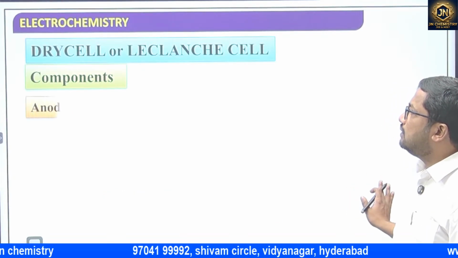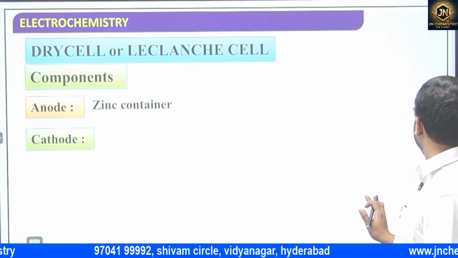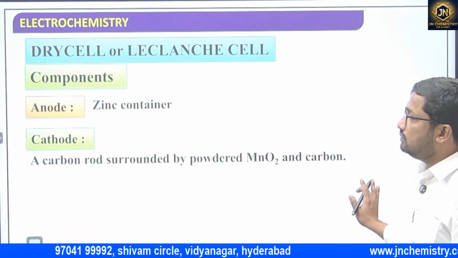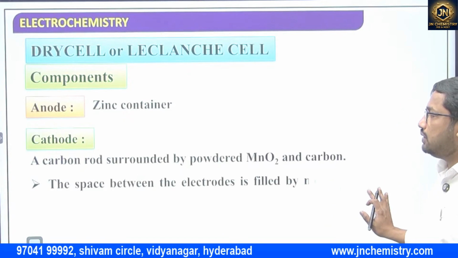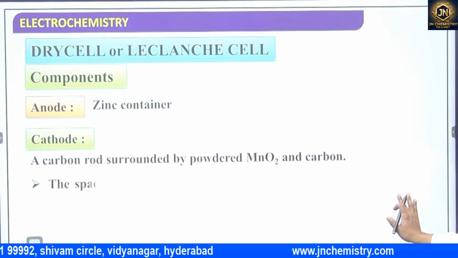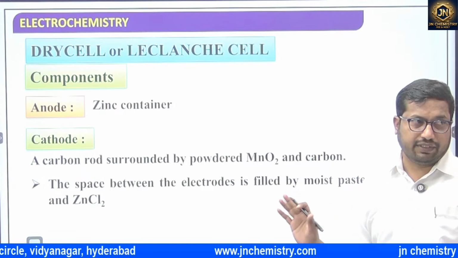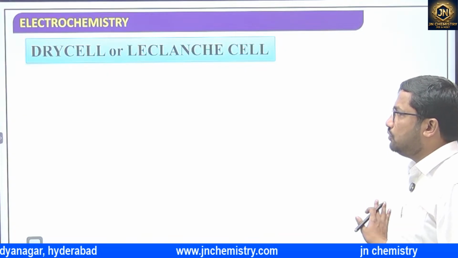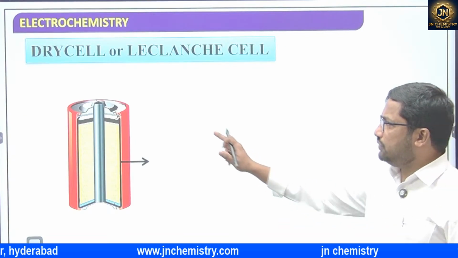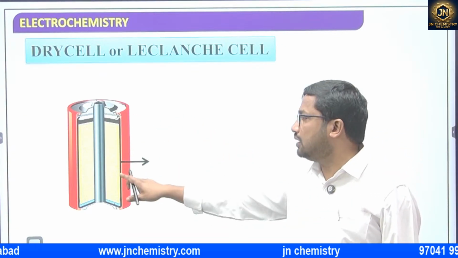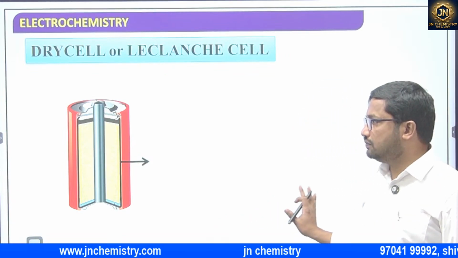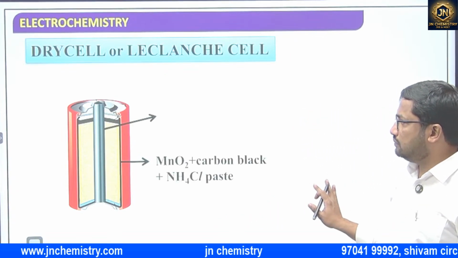So dry cell components: at anode, a zinc container; at cathode, a carbon rod surrounded by powdered MnO2 and carbon. So directly we will go to the equations, just write the equations, that is more than enough. Did you ever see this battery type? Hello? Yes, sir.